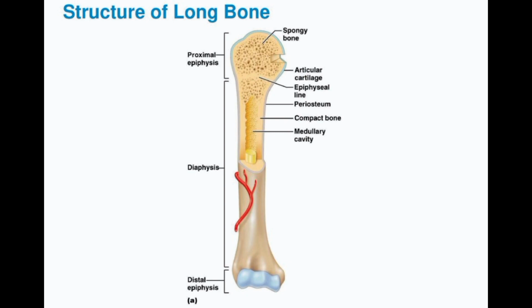Long bones also have a layer of periosteum, a thin, tough membrane that covers the outer surface of the bone, except at the joint surfaces. The periosteum contains blood vessels, nerves, and cells that are important for bone growth and repair.